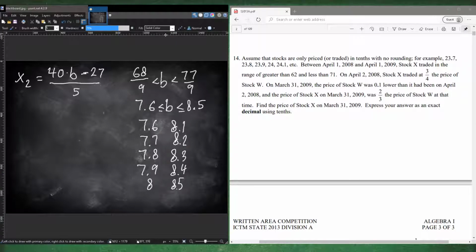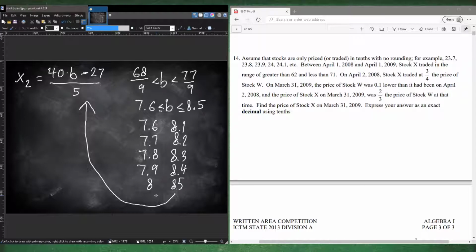So if we want to find a value, let's just start with the biggest one and then work our way down. Since this is the upper bound, and since we're scaling it, the numbers might not be between 62 and 71. So let's start with the biggest number possible, because then it might be possible. So we have 8.5 times 40 minus 27, divided by 5.